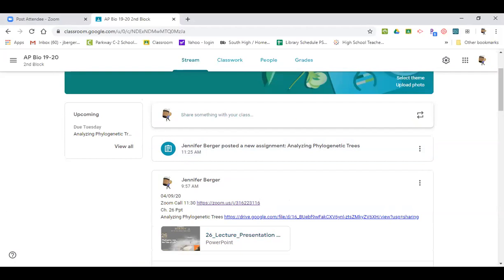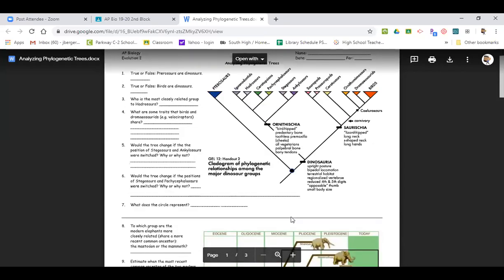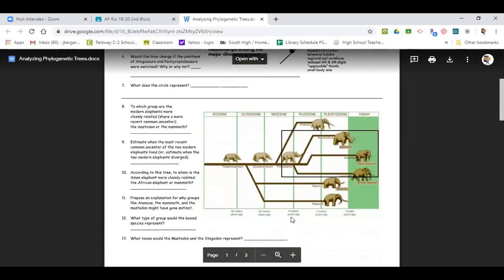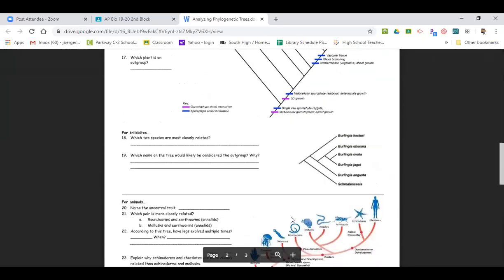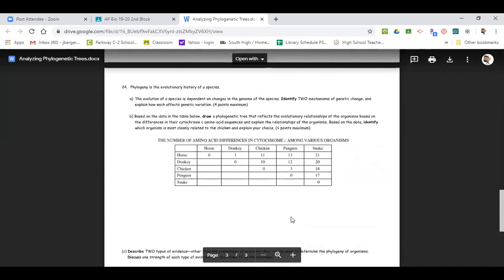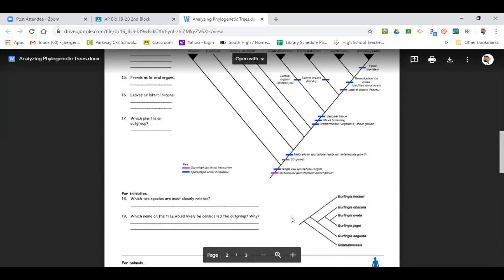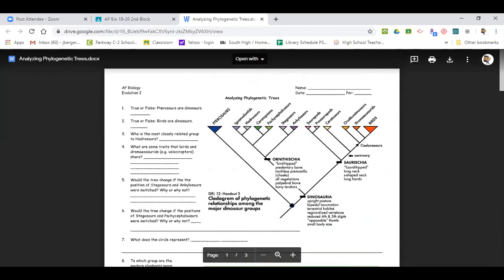All right, so right here, I have analyzing phylogenetic trees. I'm trying to move it into a Google Doc so it doesn't become a formatting nightmare when you guys go to do it. You're going to go through and look at all these different phylogenetic trees and look at outgroups. And then this last one is you're going to make your own phylogenetic tree. Doesn't that sound awesome?